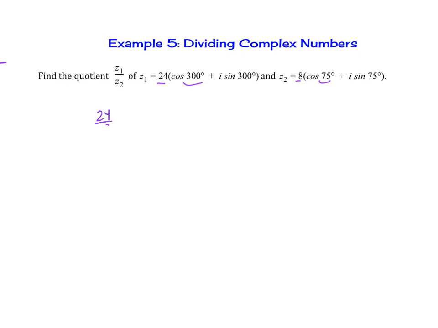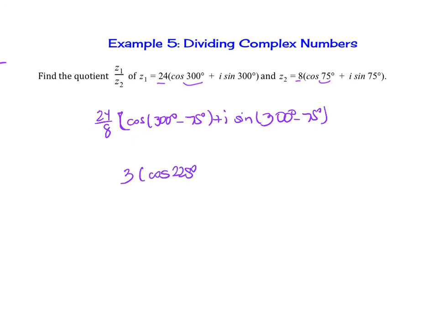So let's divide 24 over 8, and then this is going to be cosine of 300 degrees minus 75 degrees, plus i sine of 300 degrees minus 75 degrees. So this becomes 24 divided by 8 is 3, and then cosine of 225 degrees plus i sine of 225 degrees. Now we have to evaluate the angle. Cosine of 225 degrees is here. So it's 225 minus 180, which is 45 degrees.